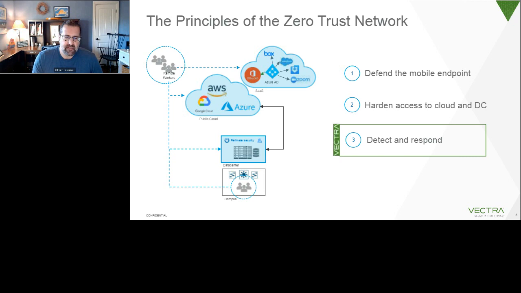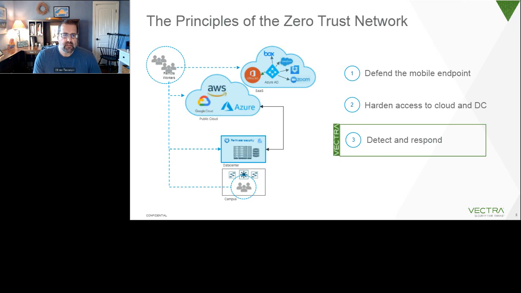There is a need to harden access to cloud if you have public cloud presence, which a lot of companies do, as well as to your data center. And again, cloud can also mean SaaS applications like Office 365 or Google Work or anything like that. And then last but not least, on the network side, you still basically need an ability to detect and respond in this new world.